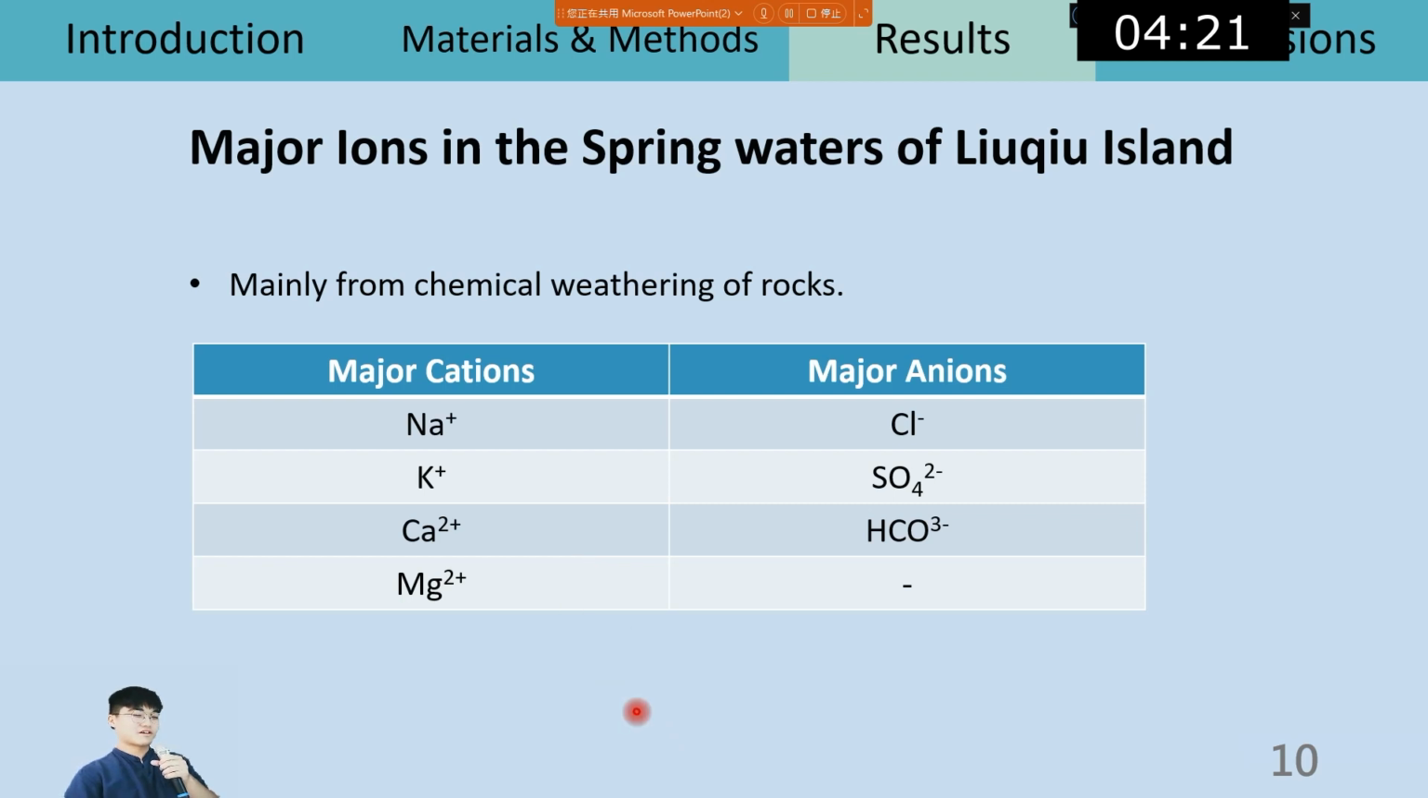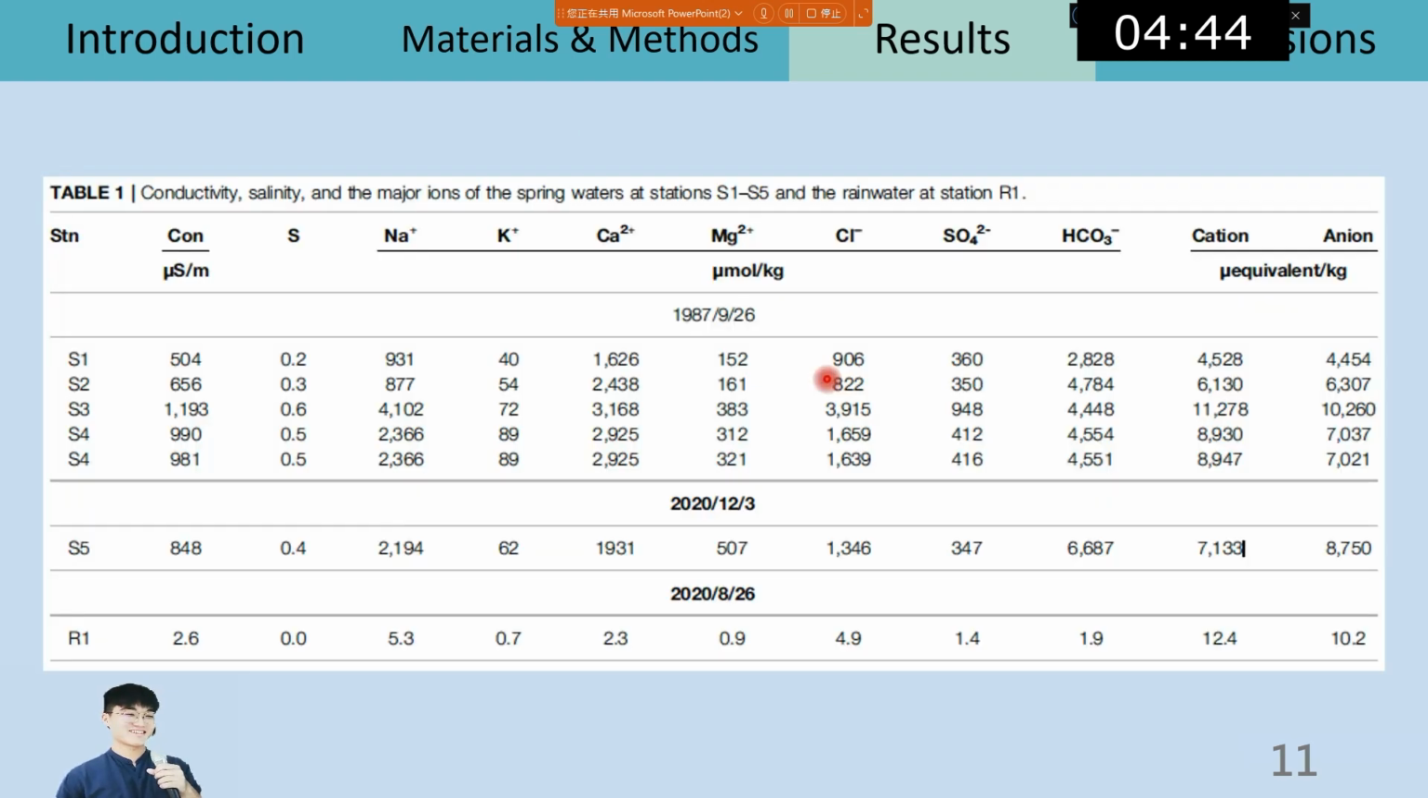And I want to talk about the major ions in the spring waters of Liuqiu Island. And these are the major cations here. And these are the major anions here. And many of them are from chemical weathering of rocks. It will release these ions into the spring water.